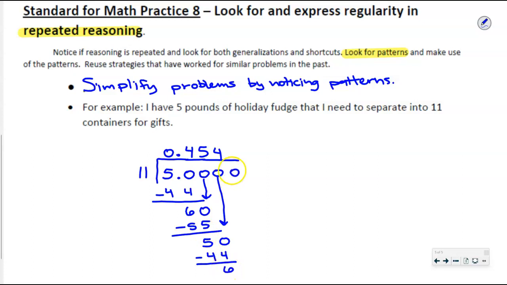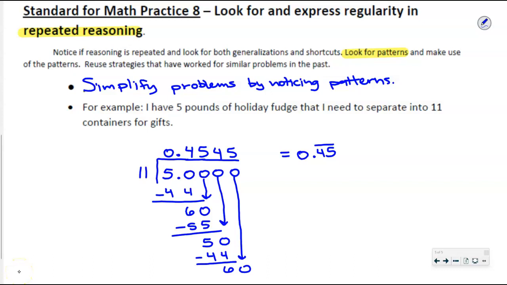So this is where that math practice 8 comes in. Are you noticing a pattern with this algorithm, with what's happening? And so we reach this point where we're like, okay, I think I know what's going to happen. This means we're going to have 0.45 repeating. Okay.